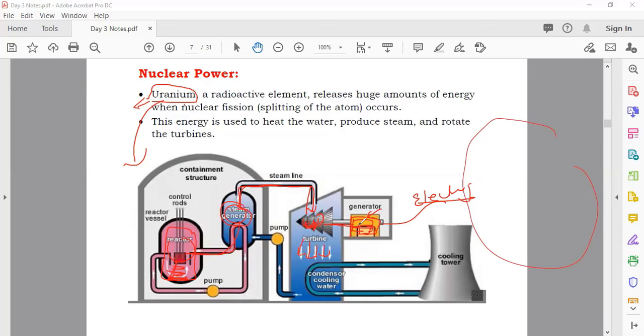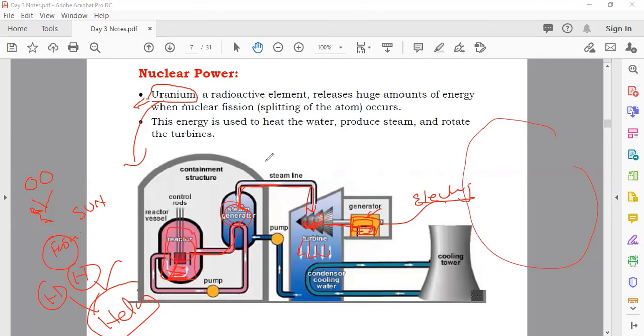Can you explain the fusion? Fusion means that when two small nuclei combine together to make a big nucleus, like it happens in the sun. In the sun, hydrogen atoms combine together to form helium. And it also produces a lot of heat. Due to that, the sun is producing heat. So that is fusion. Inside the sun, it is fusion. Understand?